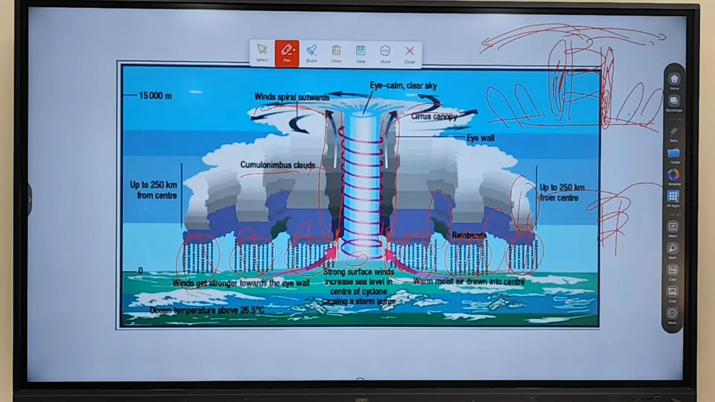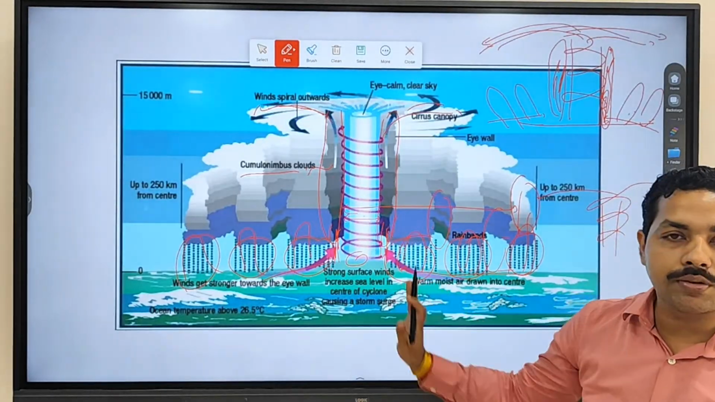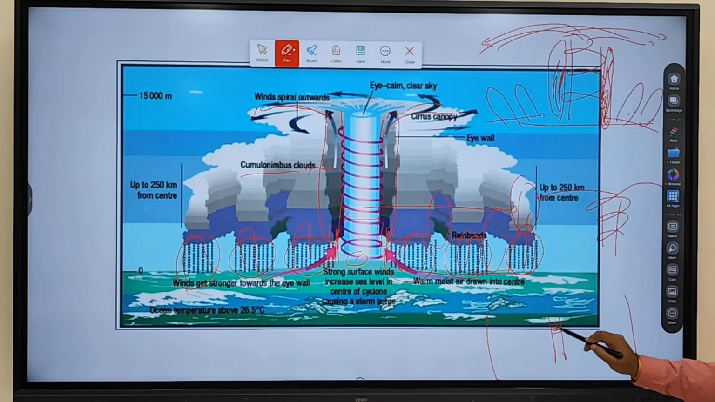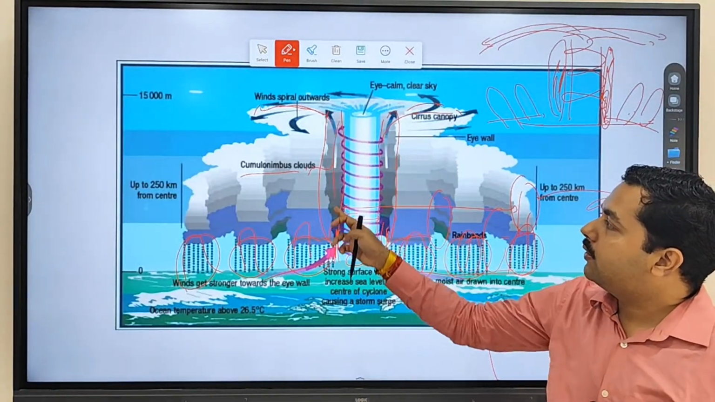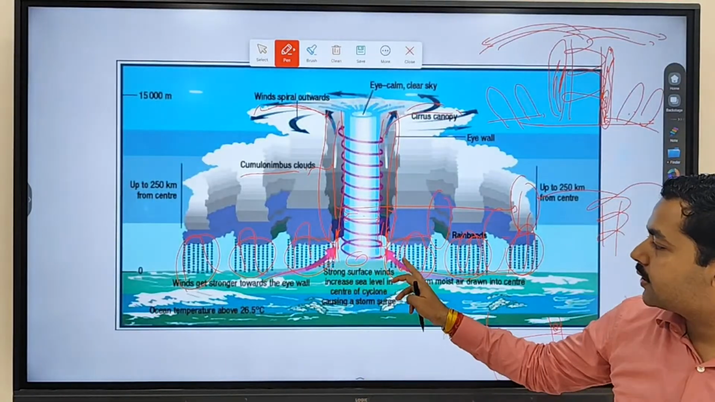Remember, there are three structures: eye region, eye wall region, and a rain band or spiral band region. Eye region: calm zone, fair weather condition. This region can be small, and it can be very big also. That's why we have written either 8 to 10 kilometers, or it can be 300 kilometers. Around this eye region, winds will rise up, and here you'll see maximum rainfall around the eye region, which is called the eye wall region.